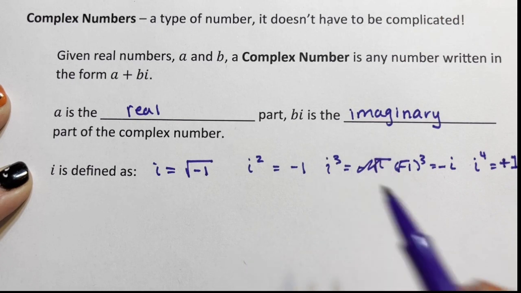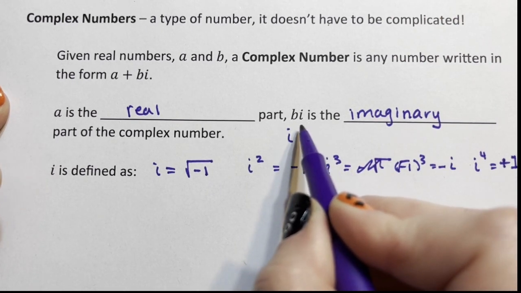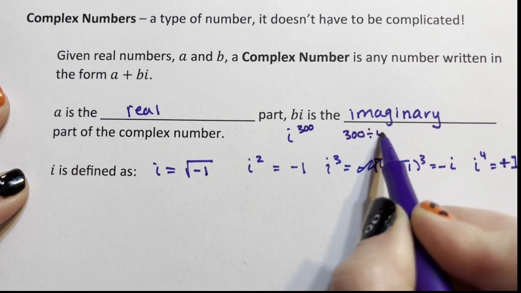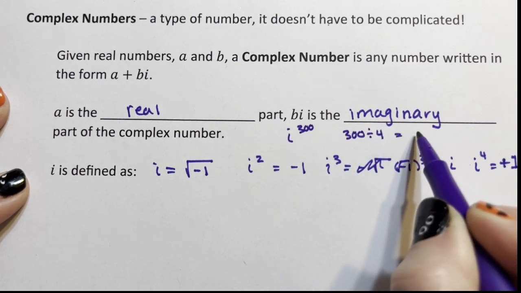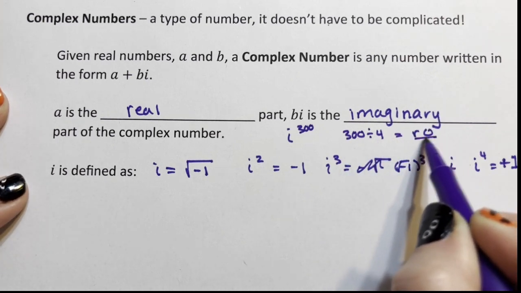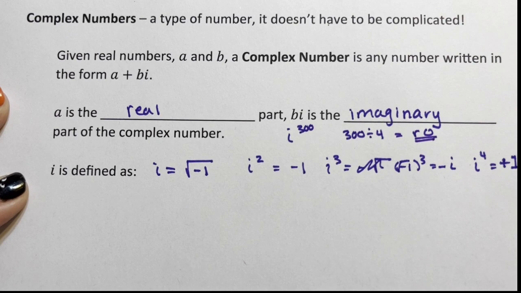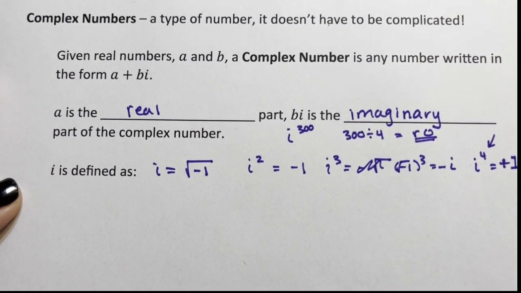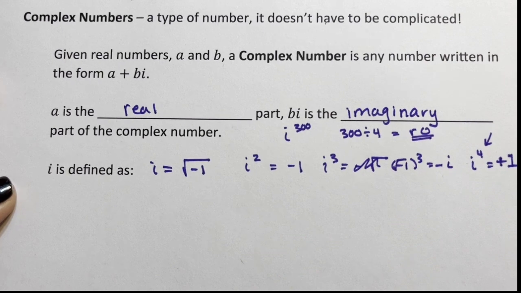And honestly, if I had like i to the 300, I'd take 300, divide it by 4, find out that it equals something with a remainder of 0. The remainder is the exponent I look for. And because the remainder is 0, which is equivalent to this, it's going to be a positive 1. So you just look at the remainder and it's either i, -1, negative i, or 1. And that's going to take care of all of your i needs.